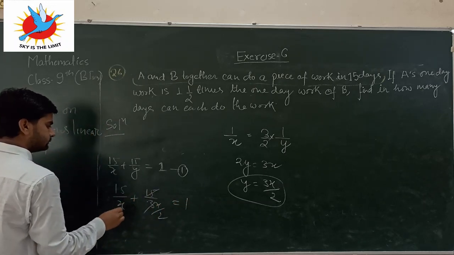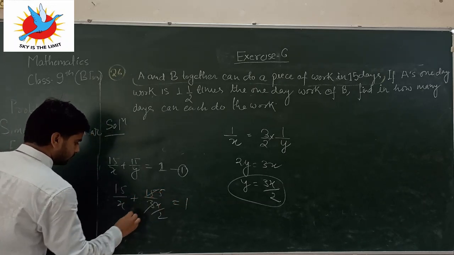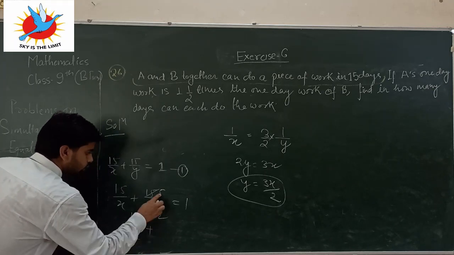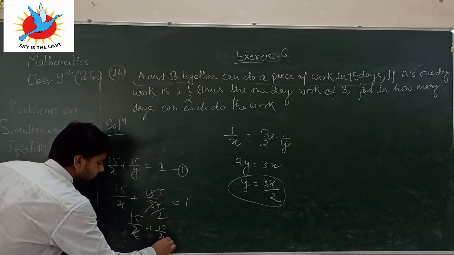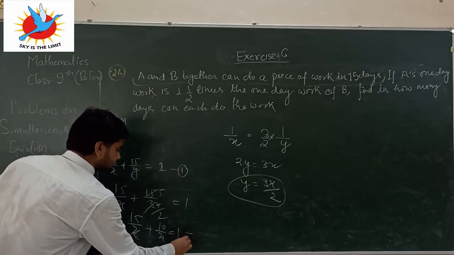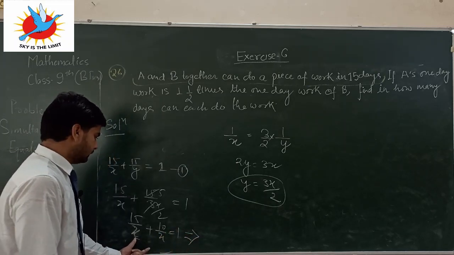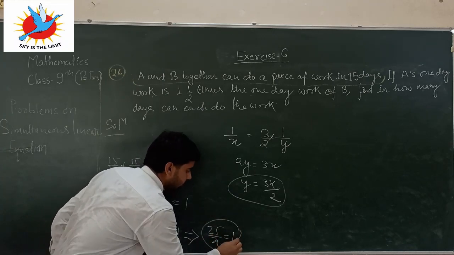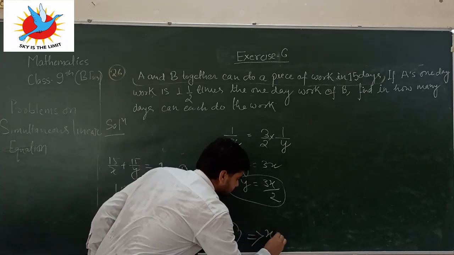Here the 3 will get cancelled and we will get 5. So 15 by x plus 2 into 5, that is 10 by x, will be equal to 1. If we solve this, we will get 25 divided by x equal to 1. From here we will get x as 25.